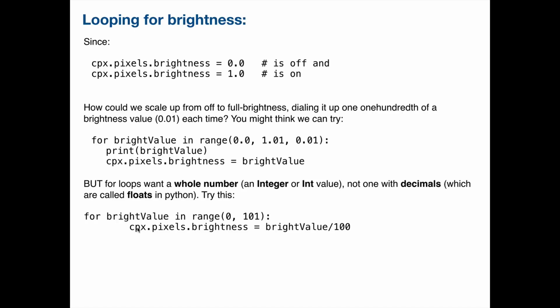And what we're going to do down here is we're going to say cpx.pixels.brightness equals, and we're going to take bright value and divide it by 100. Now, even though this is an integer, as soon as we divide it by 100, it's going to convert into what would be called in Python a float, which is just essentially a value that's got decimal places in it.